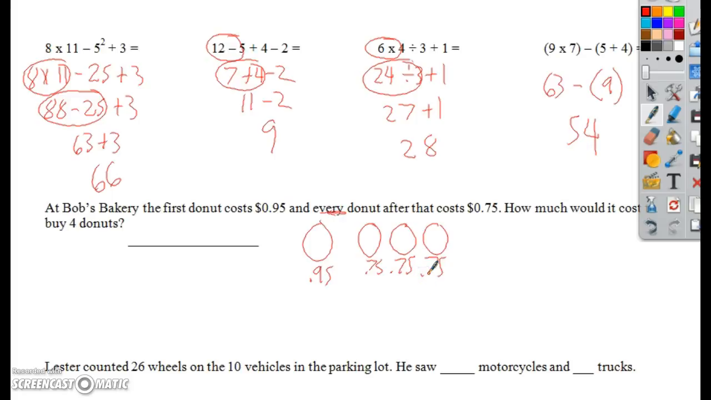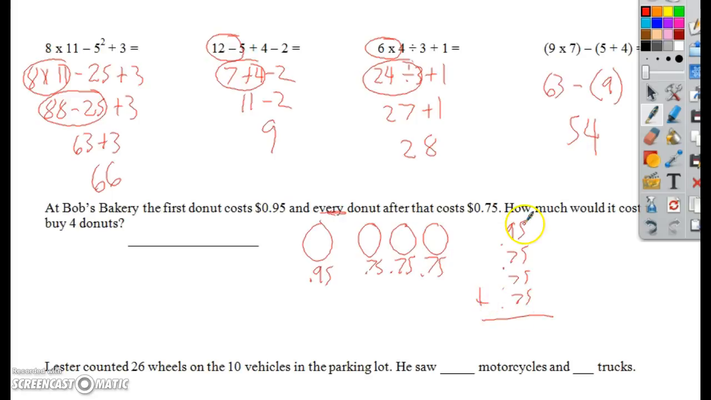Once you get to this point, then you can do it the way you want. Some people would like to just add them. Some people will probably take 3 times 75 cents and then add that on to 95. I think this one's not so bad. I'm just going to line them all up and add them.